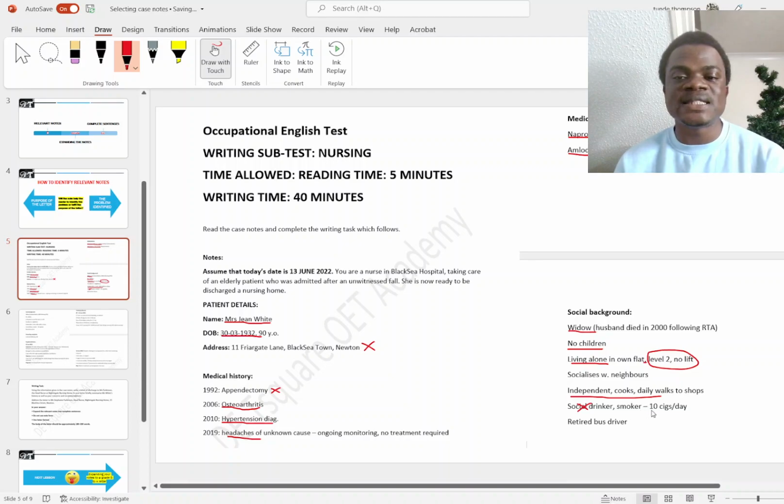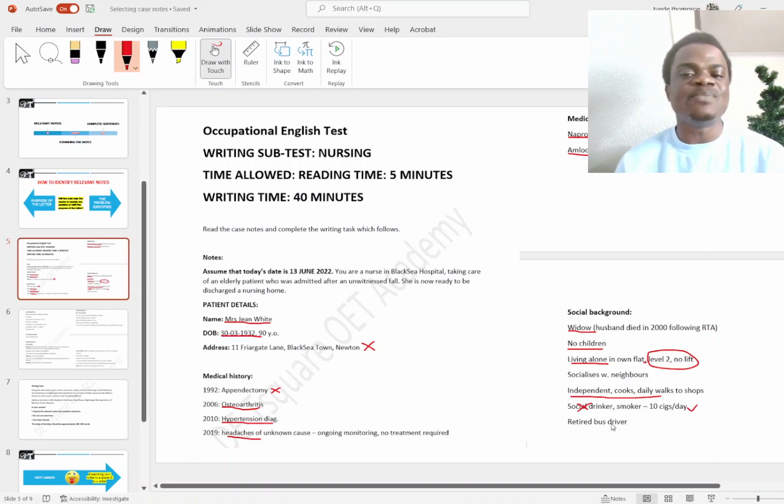And the patient takes 10 sticks of cigarettes per day. Well, this is like a habit. So if you let the reader know, this information is neither here nor there. So if you like, you can include this information.